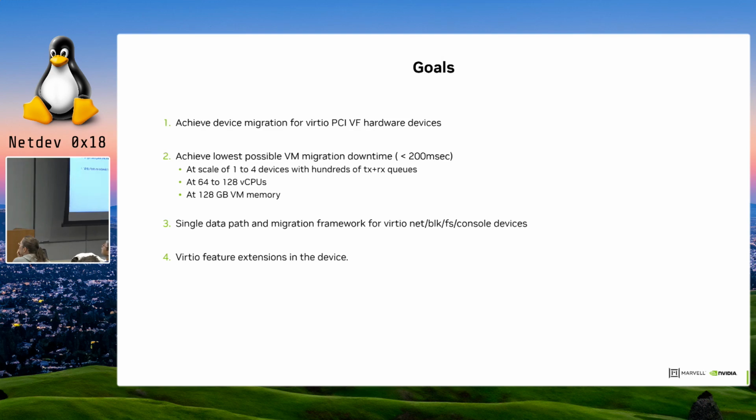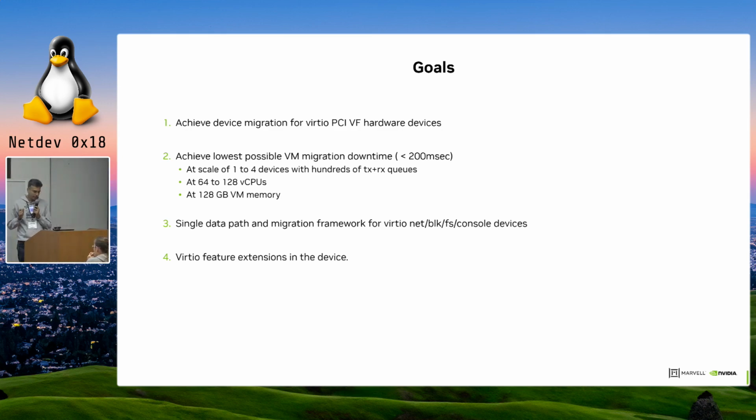So what are our goals? Goals that we started with in our journey was mainly 4 goals. First, we want to achieve a device downtime which is less than 200 milliseconds. We want to make this work for actual PCI devices implemented in hardware. The 200 millisecond downtime that we want to achieve was for a number of devices, be it 1 device in a VM or 4 or 8, for a large memory of 128 gigabytes per VM, and for CPU scale all the way up to 64 or 128.